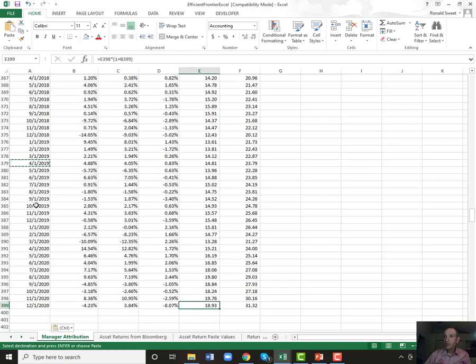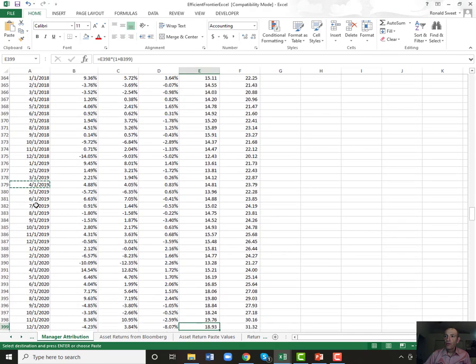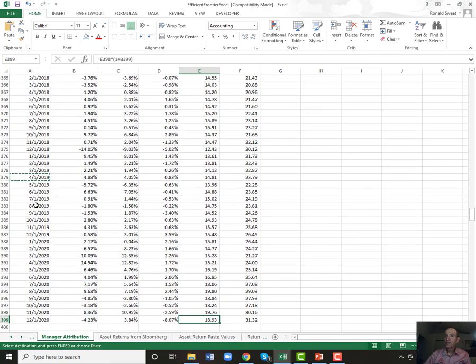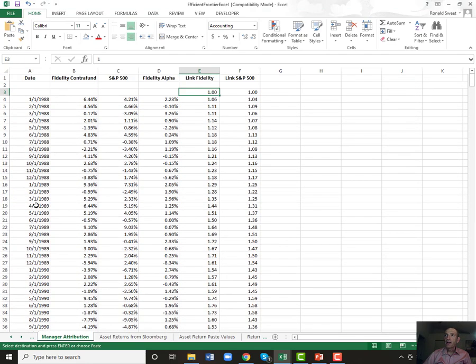So we've got the contra fund. So $1 in the contra fund back in 1988 would have grown to $18.93. That's pretty impressive. But if you just stuck it in the S&P 500, you'd be up to $31.32. All right, so I'm going to stop there. That's as far as we've gotten.